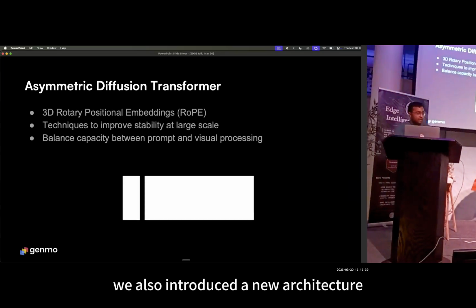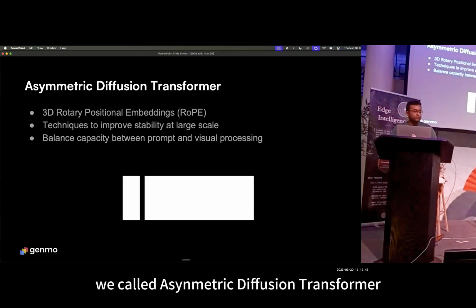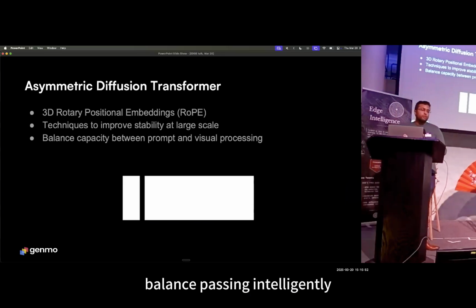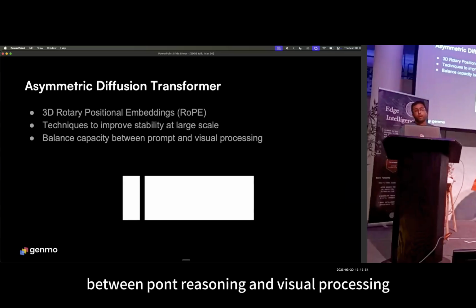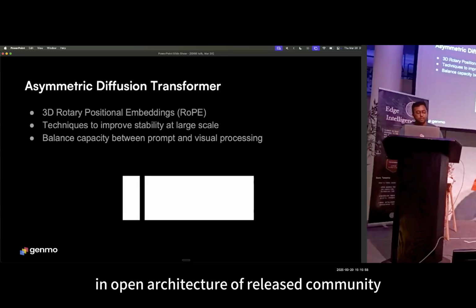We also introduced a new architecture. Mochi 1 uses a new video generation architecture we call the asymmetric diffusion transformer, or AsymmDiT. It's a new technique that improves stability at large scale and balances capacity intelligently between prompt reasoning and visual processing. And so this is another contribution in open architecture that we released to the community.